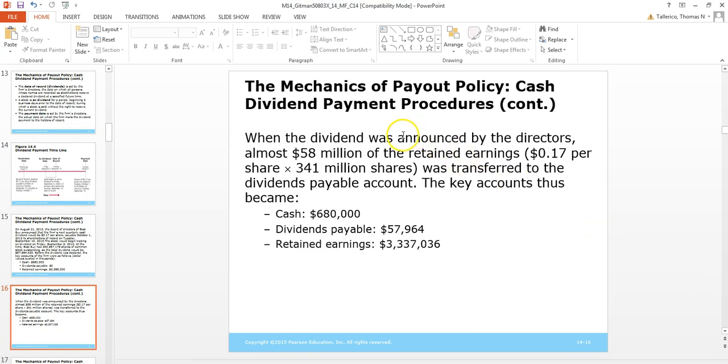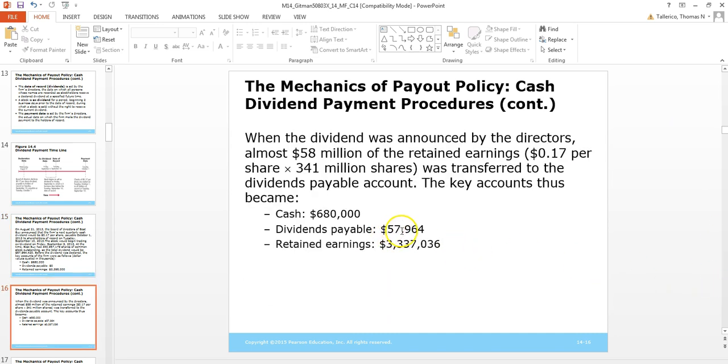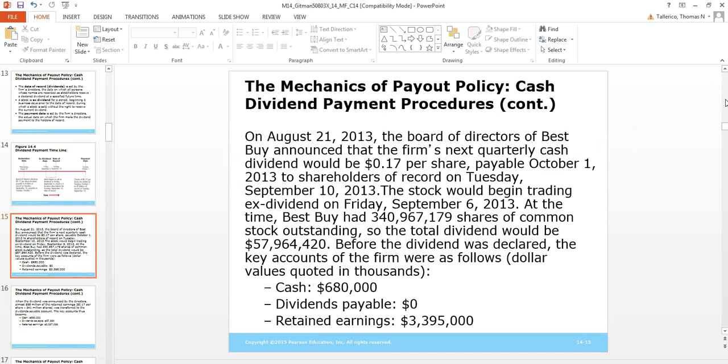So when the dividend was announced by the board of directors, $58 million of the retained earnings, 17 cents per share times 341 million shares, was transferred to the dividends payable account. Here it is. The key account thus became 680,000. There should be extra zeros here. This is right, 17 cents times 341 million shares was roughly $58 million here, not 57,000. So anyway, just do the math, and basically the 58 million came out of the retained earnings account.